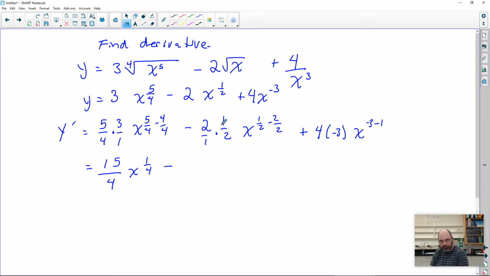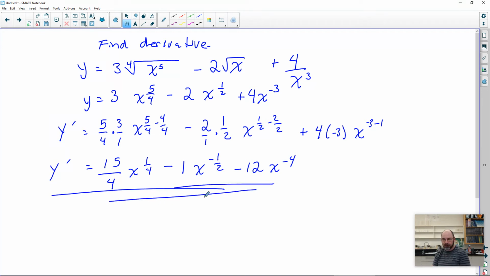Minus 2 times 1, 2, that's just 1. X to the -1/2. And this one is -12 x to the -4. Okay, so there's another example. Now we could rewrite this in root form, but I'm not going to bother this time, because that's a good answer. I usually leave my answers in fractional, root, and exponential form, because they're easier to work with in calculus for most times.